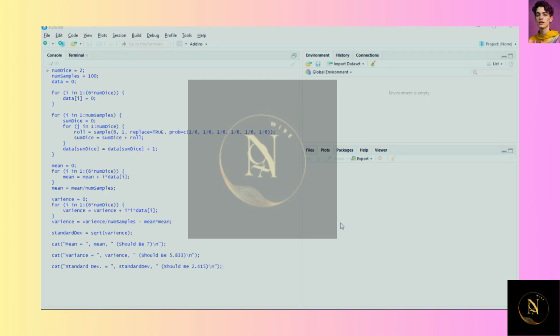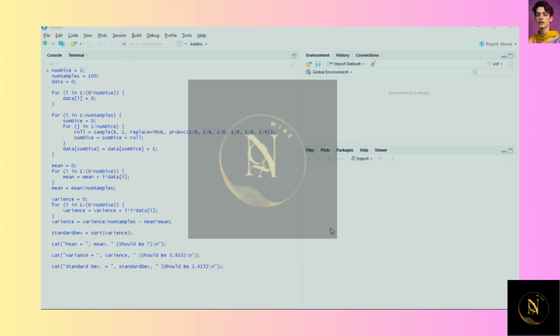This problem is asking us to roll two dice 100 times and add up their sums each time. We're doing this because in problem 20, we calculated the theoretical mean, variance, and standard deviation of what this process would look like. And we want to compare those theoretical values to real-world values.